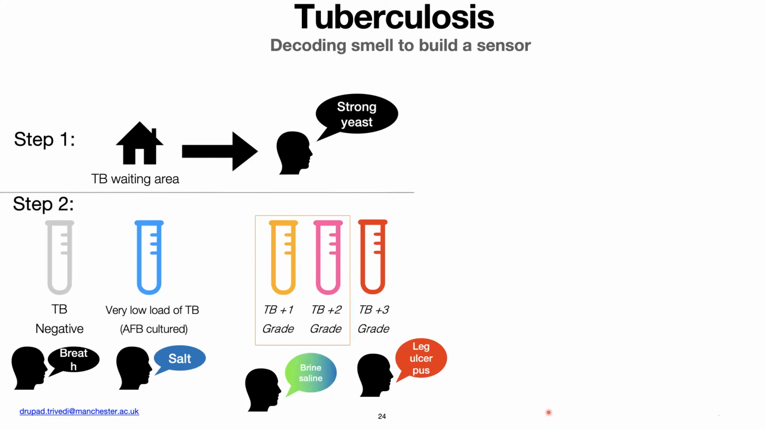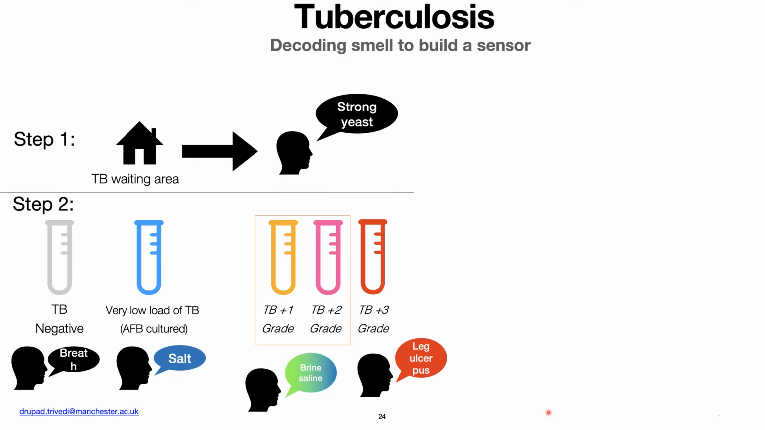When she smelled a tuberculosis-negative sample, she said it just smells like an ordinary breath sample, like a really moist sample. Then we gave her a sample with a really low amount of tuberculosis bacteria, and she said it smelled very salty. Then we gave her TB grade 1 and 2. These are the ones you can do microbial culture on. In about 3 to 7 days, you'll get a test back saying grade 1 or 2. And she said it was salty, but like saline water.